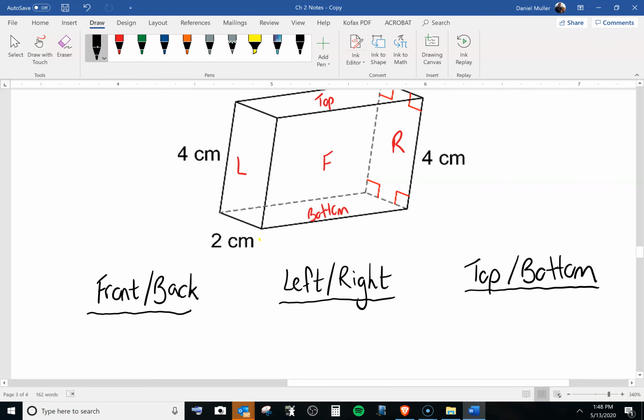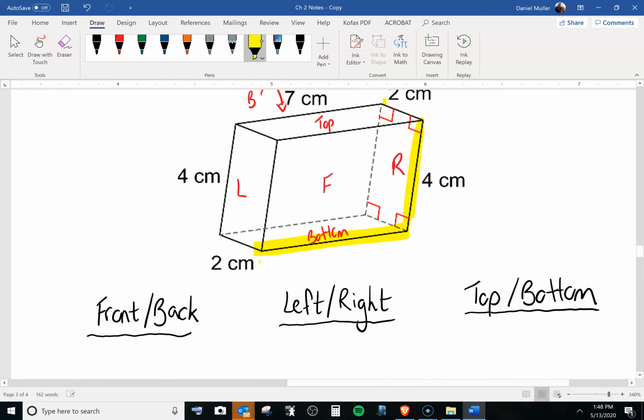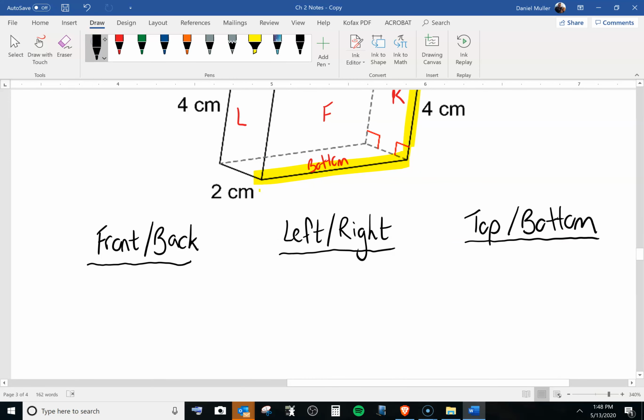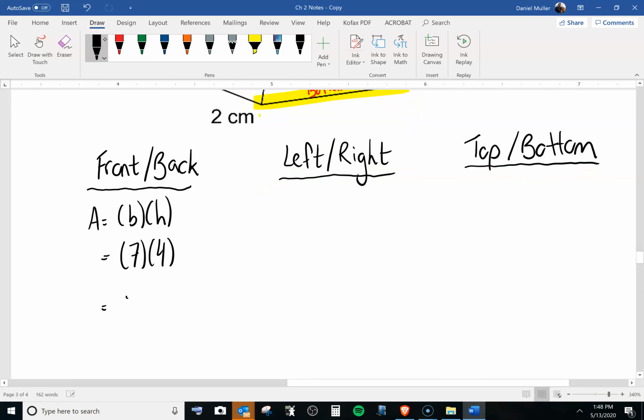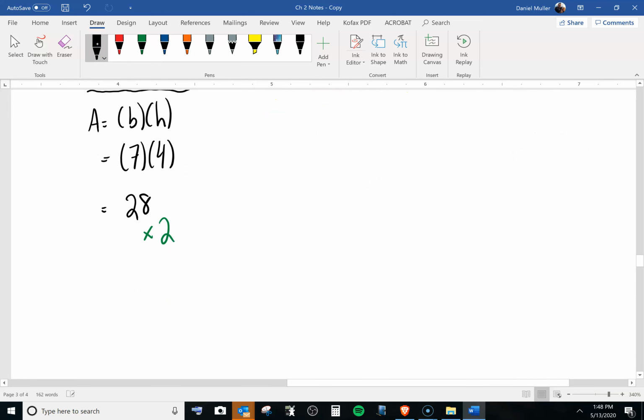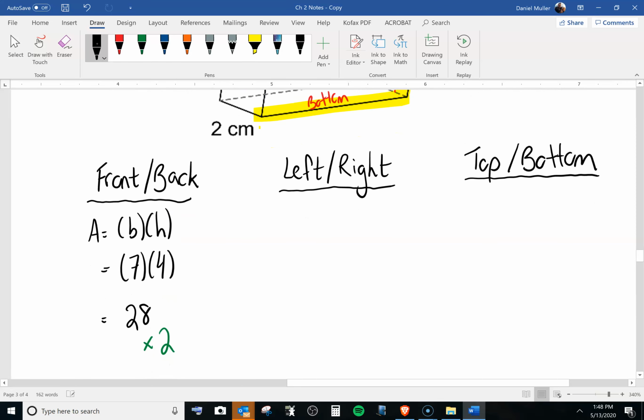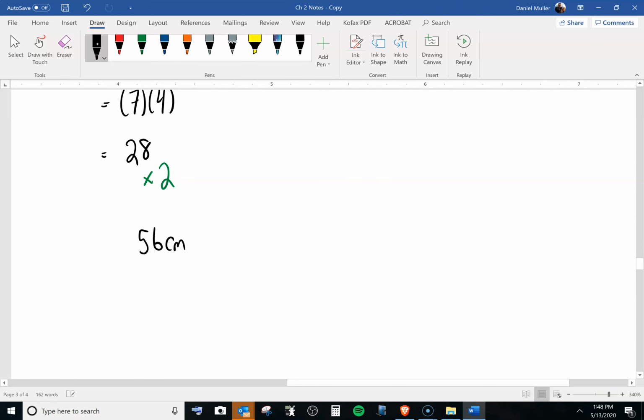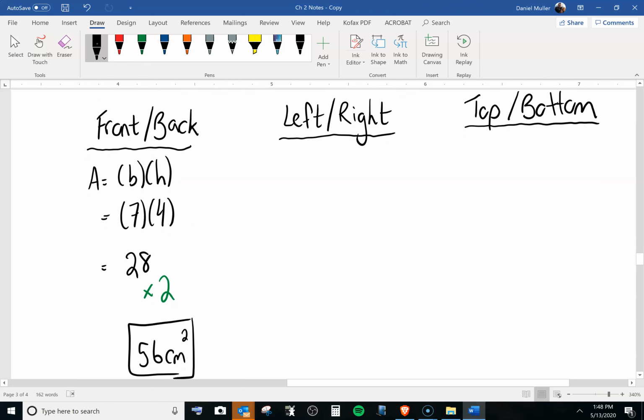So the front and back. Like I said before, we got base times height. And the base is 7. So the area is base times height. That is 7. And how high does this thing go? 4. So 7 times 4, which is 28. And like I said before, we're going to need to double that. So 28 doubled is, I think, going to be 56. I don't know, what is it, inches? Centimeters again, okay. And because it's area, we're squared. Okay, so we've done the front and back.